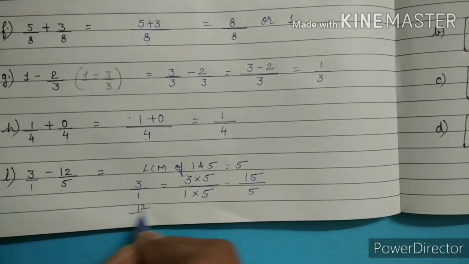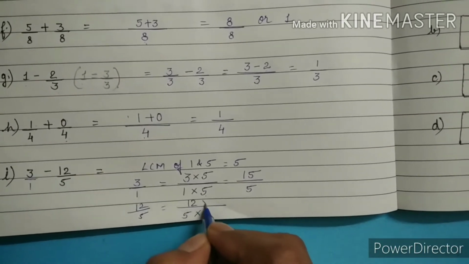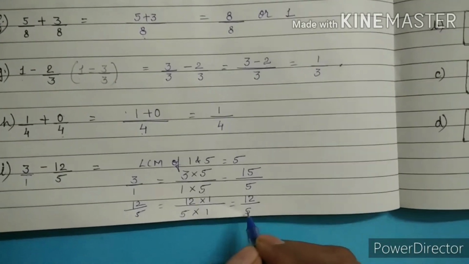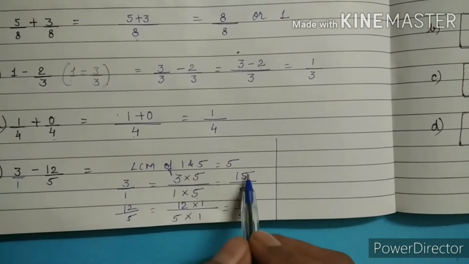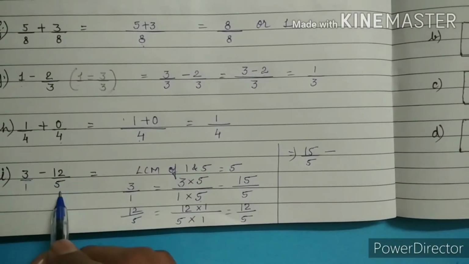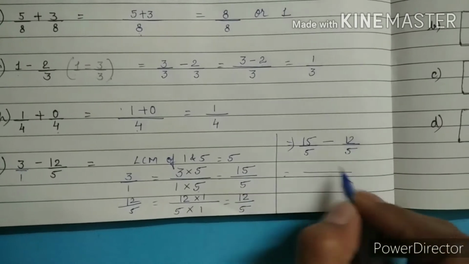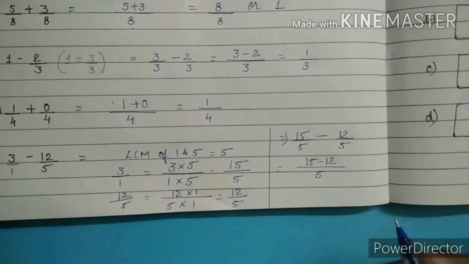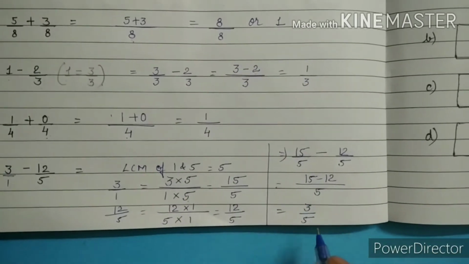And 12 by 5, already 5 is there, so we will multiply by 1 and 12 will also multiply by 1. So 12 into 1 is 12 and 5 into 1 is 5. So in the place of 3 by 1, what we have to write? 15 by 5. And in the place of 12 by 5, same thing we have to write. Same denominator is there, so it will come one time only. 15 minus 12 as it is. So 15 minus 12 is 3 and 5 as it is. This will be our answer.